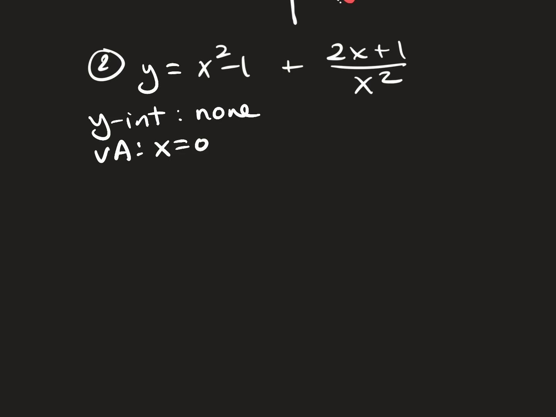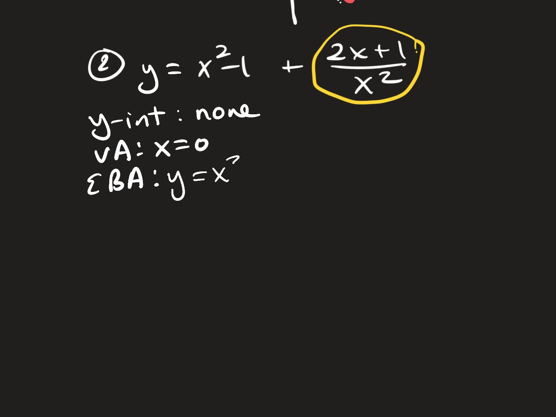The EBA is, as x gets huge, this part here will be going towards 0 because it is bottom heavy. So my graph will be getting positively huge, and in fact, when I go to both positive and negative infinity, it'll be getting positively huge. But along the path of the graph x squared minus 1. So that's my EBA. So y equals x squared minus 1.